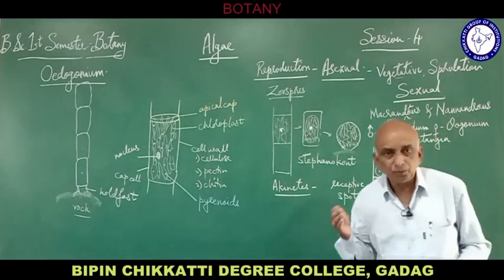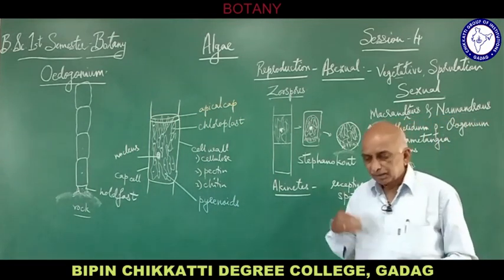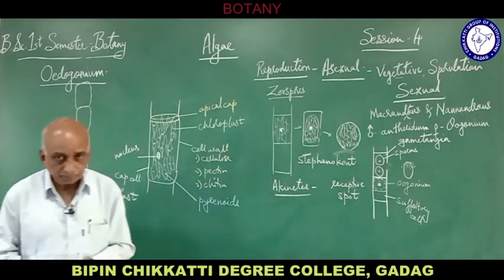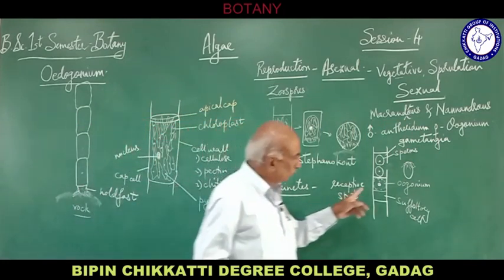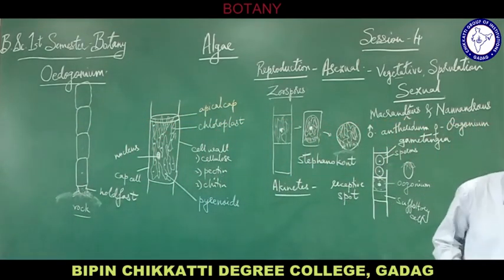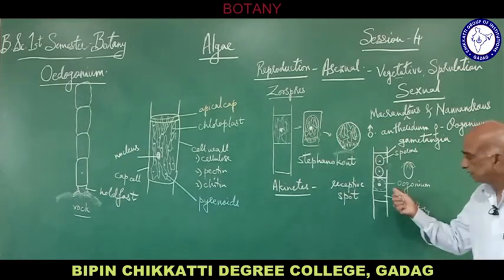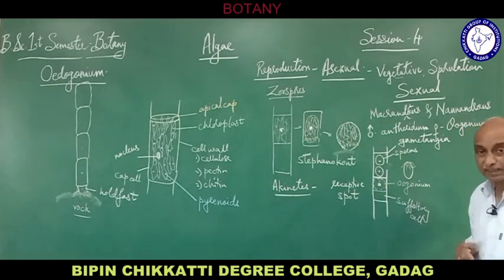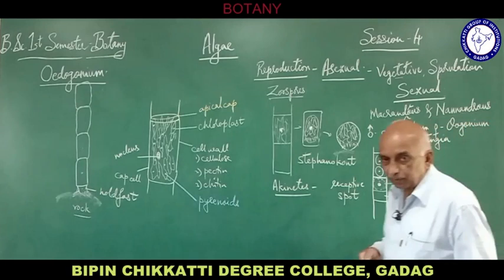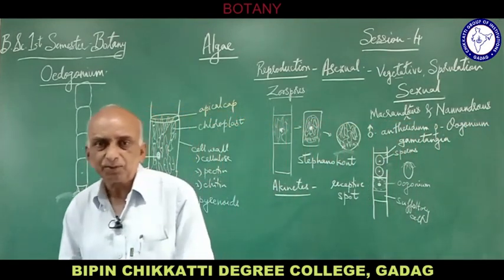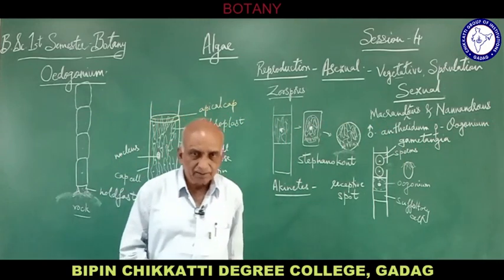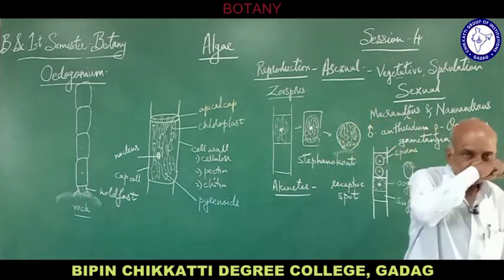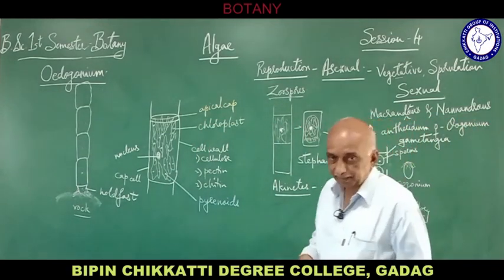The oogonium as well as the sperms release a kind of chemical which diffuses in the surrounding medium. So the oogonium releases the chemical into the surrounding medium, and that chemical will attract the sperms towards it. As a result, the sperms will move towards the oogonium. But actually the sperms also will release a kind of hormone. Chemically it is a hormone, but generally we say that it is a chemical.